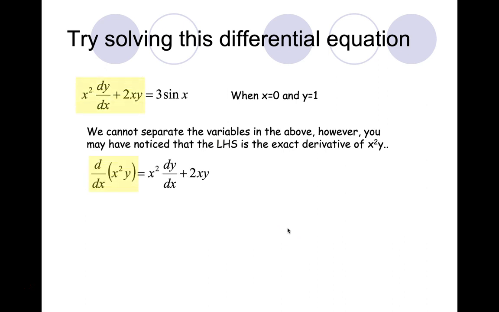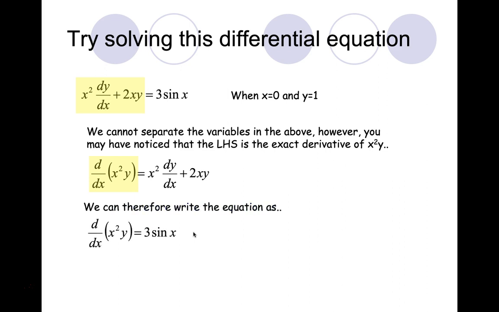So that is what we have done. The left hand side is just the derivative of x squared y. And so we can therefore write the differential equation as d on dx of x squared y is equal to 3 sine x. And then we can now integrate. So x squared y will be 3 times the integral of sine x dx, giving us that.